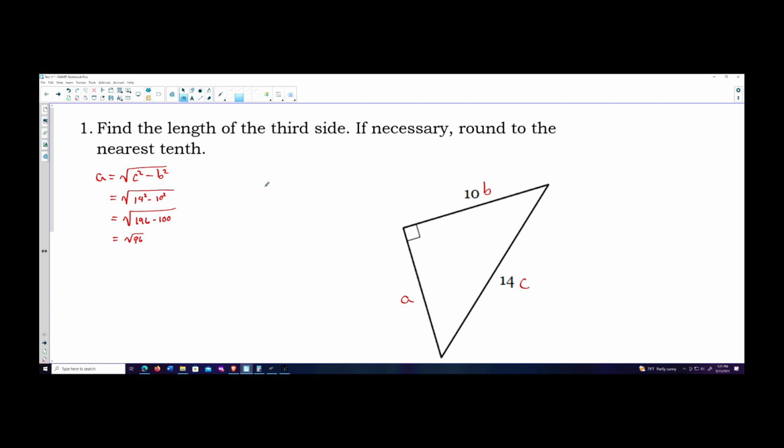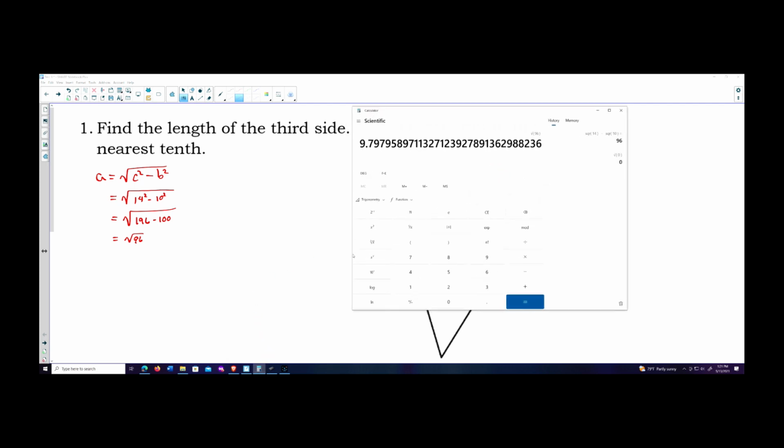I could put that on the calculator, which I will be using the computer's calculator, so it's a little bit different. I already have the answer there, but I was practicing using the computer's calculator. So I put 96 and I put the square root, and it gives me 9.79.